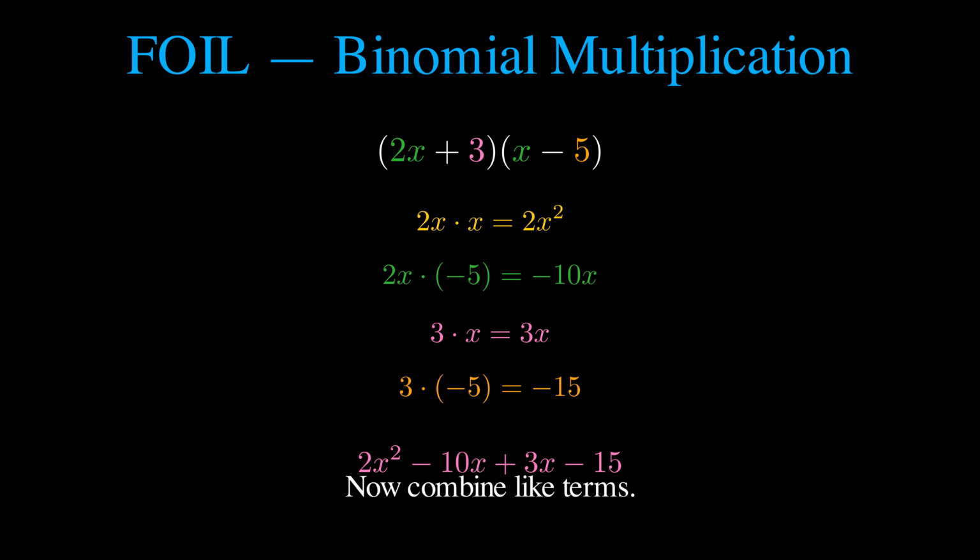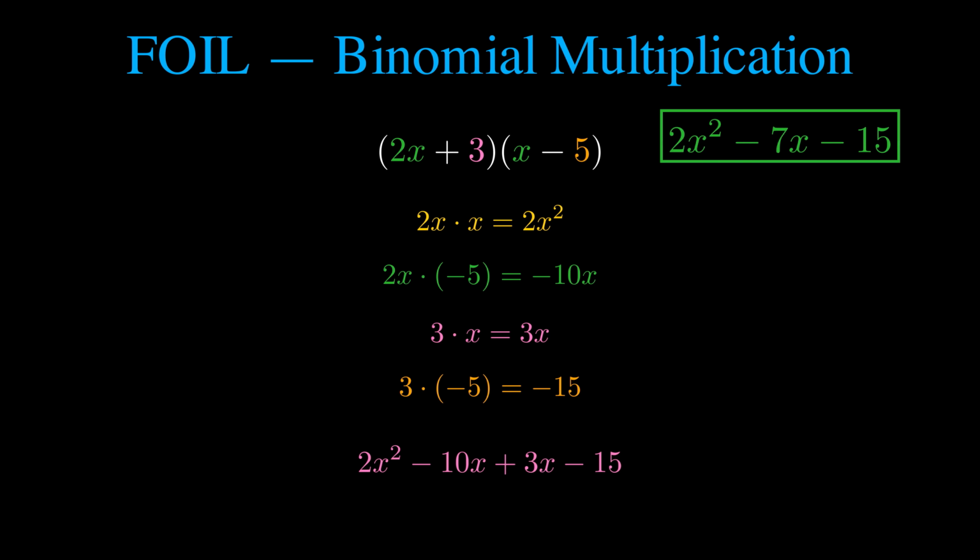Add the x terms together. Write everything in order. The final answer is 2x squared minus 7x minus 15.